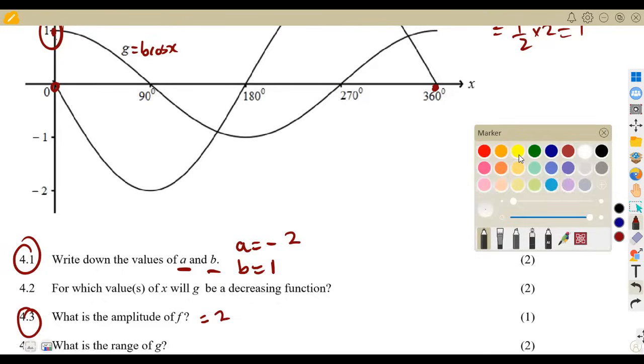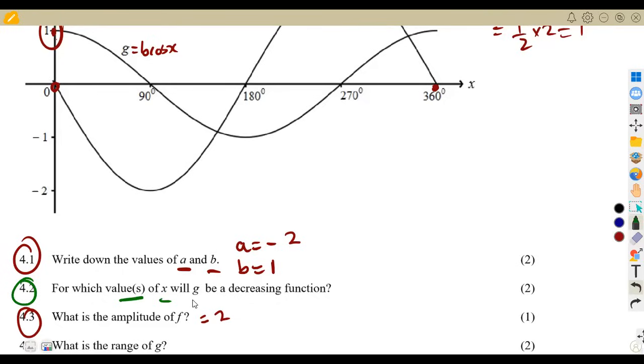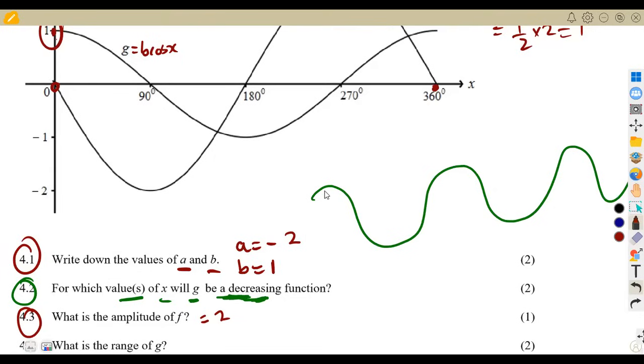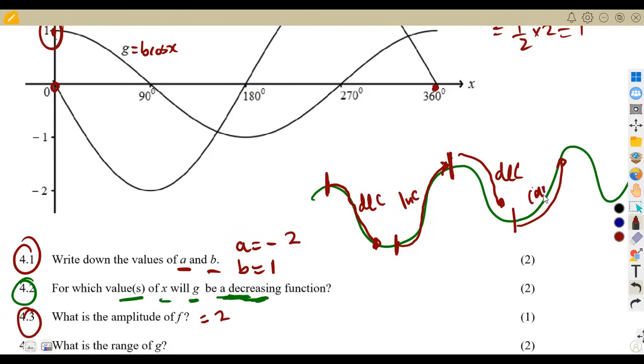4.2, they are saying, what are the conditions for which values of x will g be a decreasing function? So when they're saying it's a decreasing function, this is how our graphs are given. Decreasing is like a condition where you're getting from the maximum value going down, that is to decrease, up to the minimum value. From a minimum value going to the maximum value like this, you are increasing. So this one is a decrease. This one is an increase. From a maximum value to a minimum value, as you are going down, you are decreasing. That's a decrease. Minimum value going to the maximum, it's an increase. That's what you simply need there.